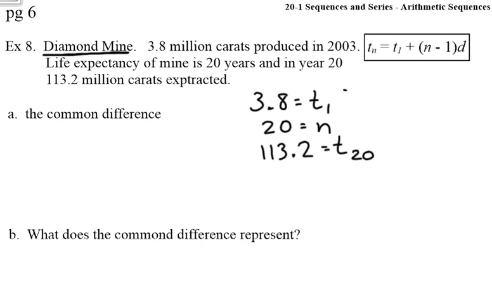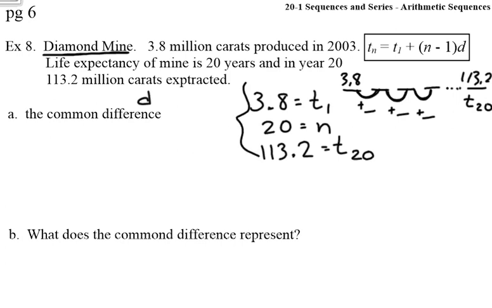So this diamond mine produces 3.8 million carats. And then because it's telling us it creates an arithmetic sequence, it creates so many more million the next year. And then the third year, it creates that same amount more. And then the next year, it creates that same amount more. Until in the 20th year, it comes up with 113.2. So that's what's happening. Produces a little, produces more, a little bit more, until 113.2 million carats in its last year. Find the common difference, which is our d value. There's our information.